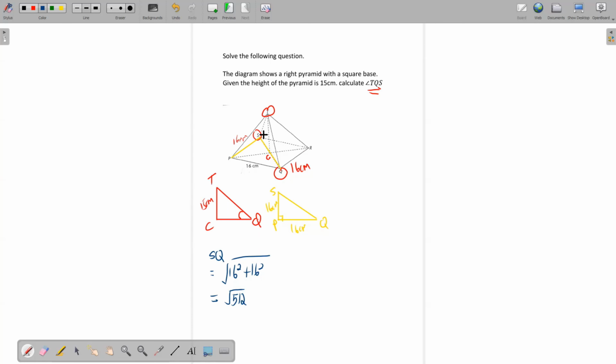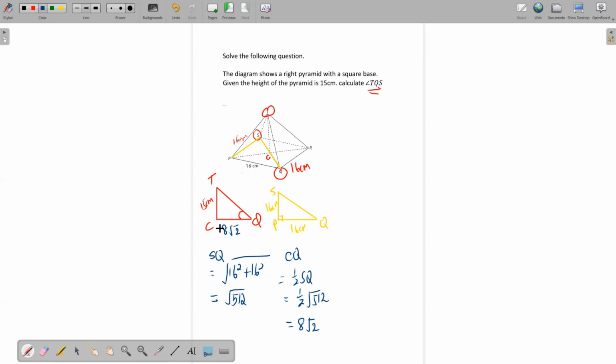But we don't need that much. We only need half to find the CQ. So we find our CQ. CQ is half of SQ, half of root 512. So we actually get 8 root 2. Now here is 8 root 2.